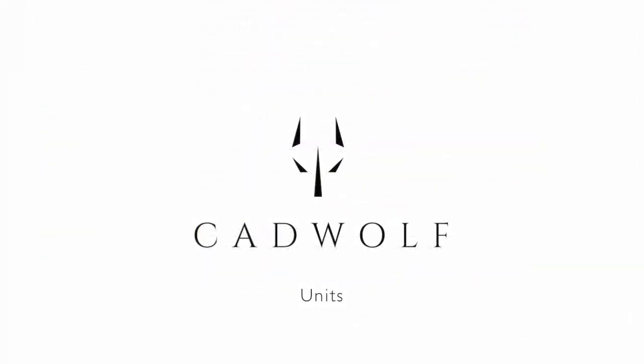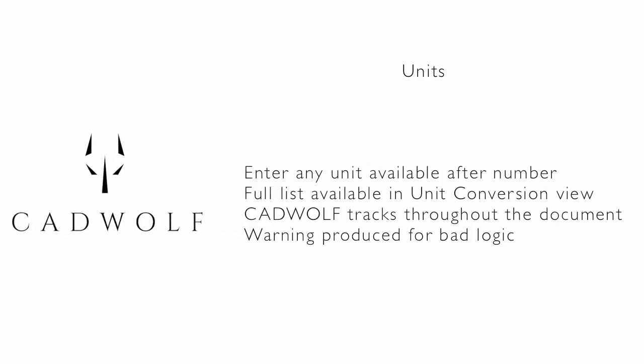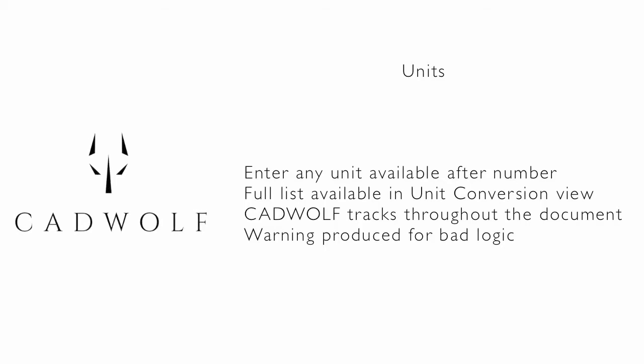You've already seen quite a few functions with units in them, but let's talk about how to use them properly. To add a unit to any number, simply enter one from the available list after that number. The full list of units available to the user is available in the unit conversion view. Once entered, CADWOLF tracks these units throughout the entire document and makes sure that they're used properly.